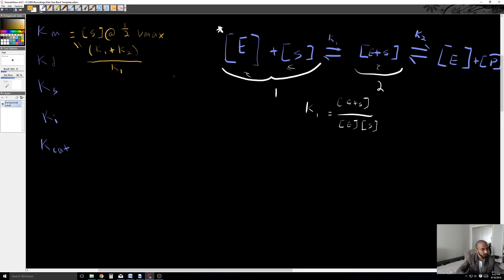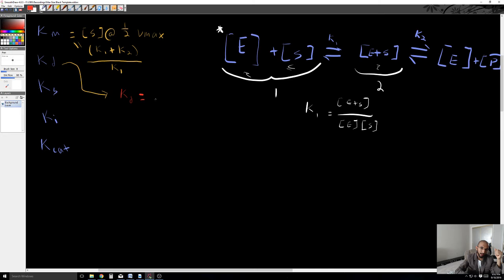Kd is a dissociation constant. Specifically, for enzyme reactions, Kd will generally refer to the breakdown step here. It's how likely something is to break apart. It might refer to the Kd in a specific reaction, and it has to be given. It has to tell you what dissociation we're talking about.